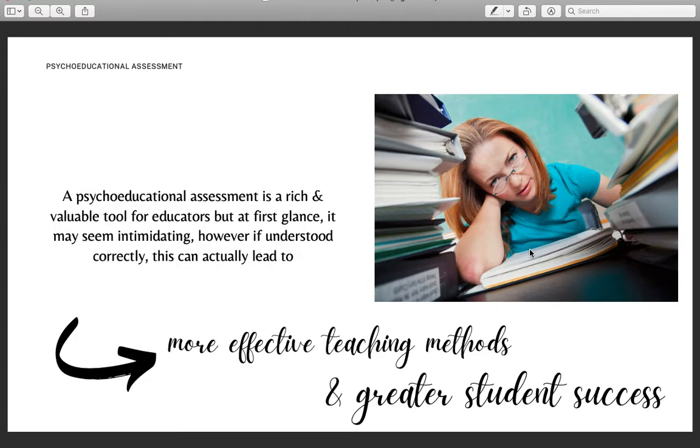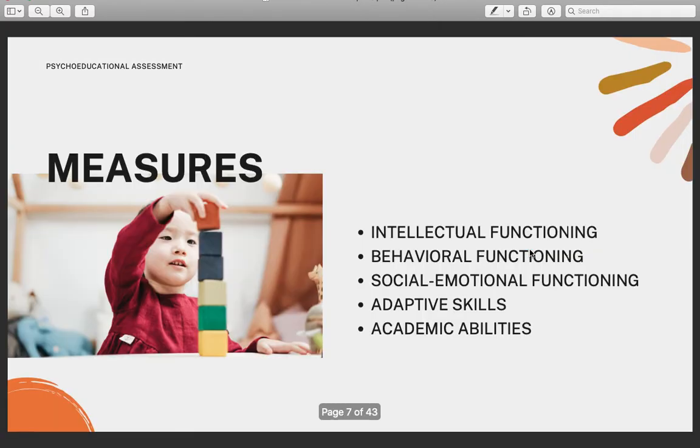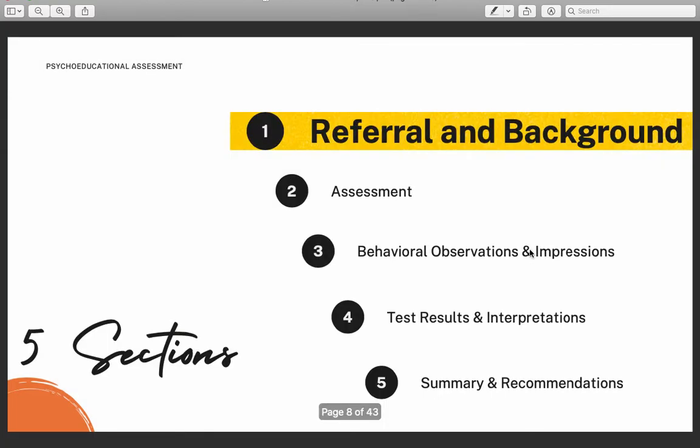Now, this psychoeducational assessment may look intimidating at first. However, if understood correctly, this can actually lead to more effective teaching methods and greater student success. Now, what does it do? This assessment measures intellectual functioning, behavioral functioning, social emotional functioning, adaptive skills, and academic abilities. Now, for us to be able to understand how to write a psychoeducational assessment, we're gonna go through these 5 sections. While not all assessments look the same, they tend to follow a similar pattern.